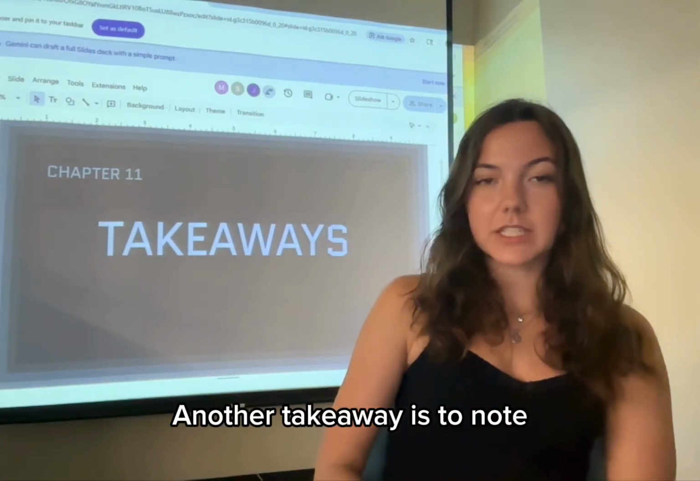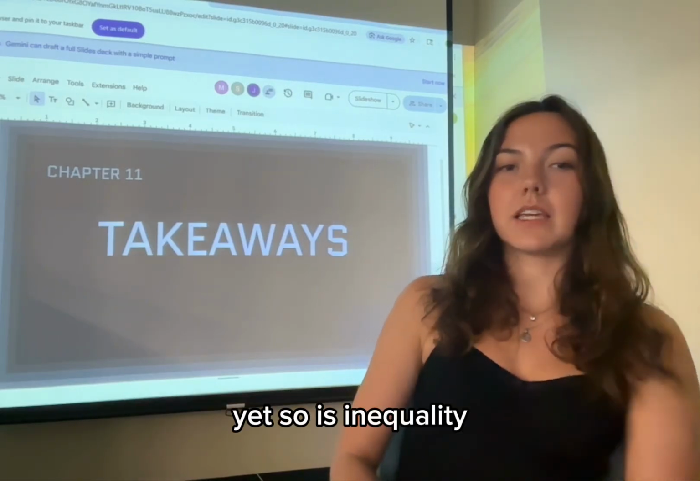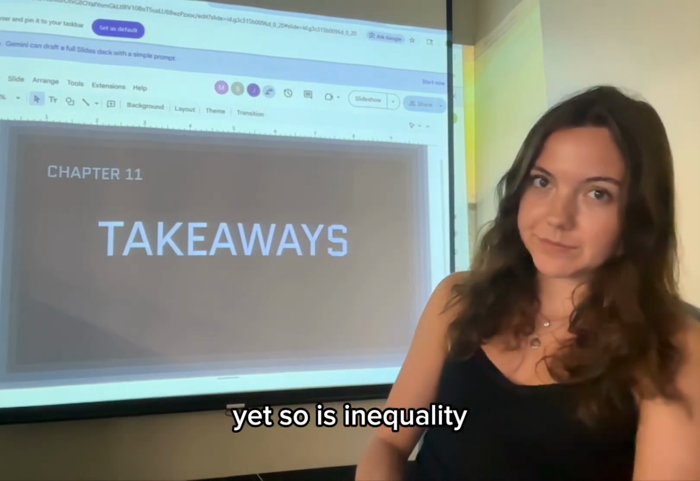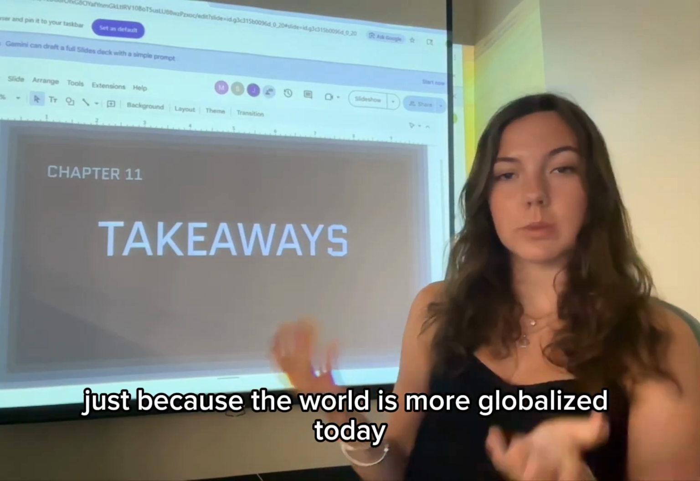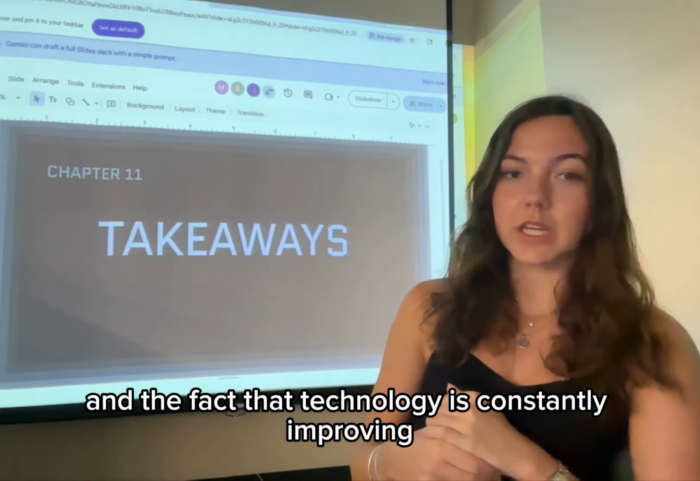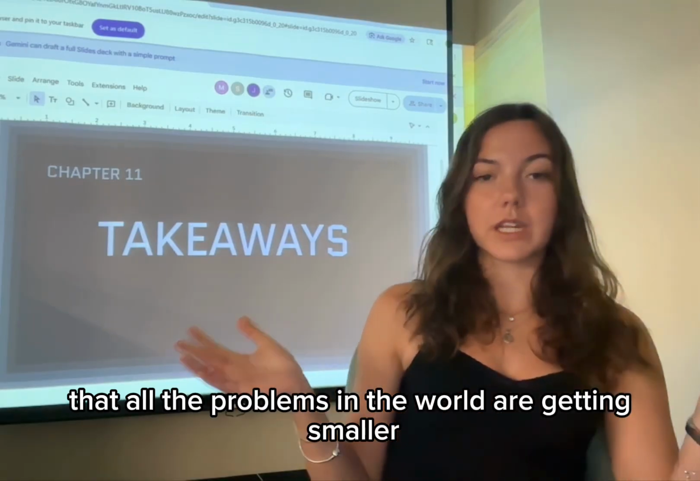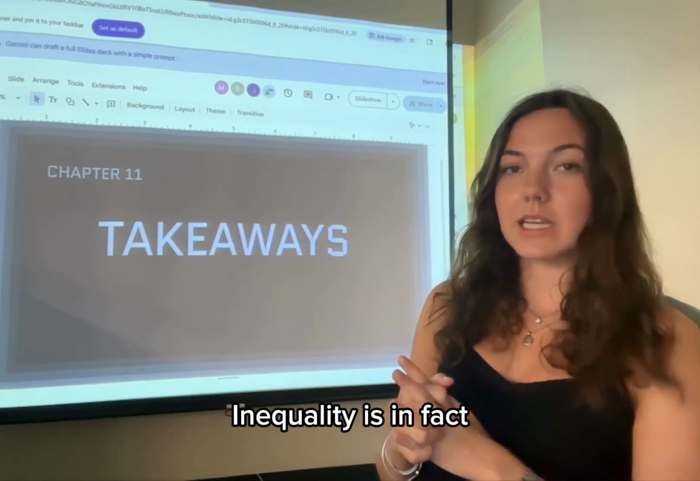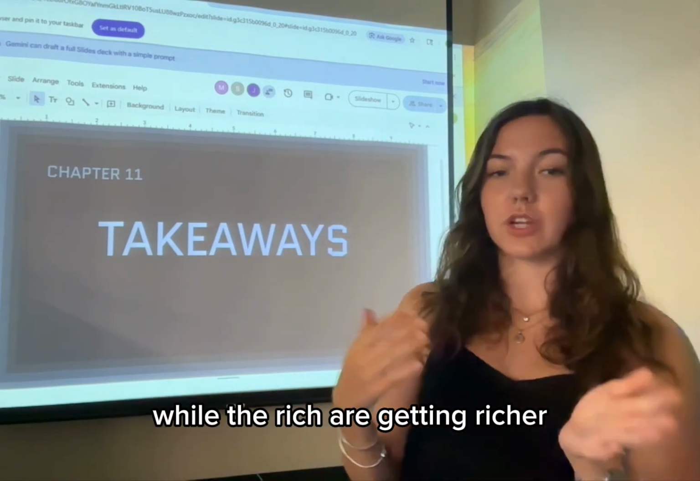Another takeaway is to note that economic growth is shaped by economic policies, yet so is inequality. Andrew Lay highlights that just because the world is more globalized today and technology is constantly improving, that doesn't mean that all the problems in the world are getting smaller. Inequality is in fact growing larger. The poor are getting poorer while the rich are getting richer.